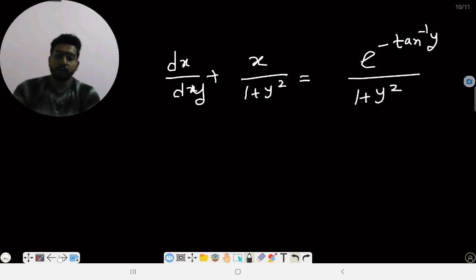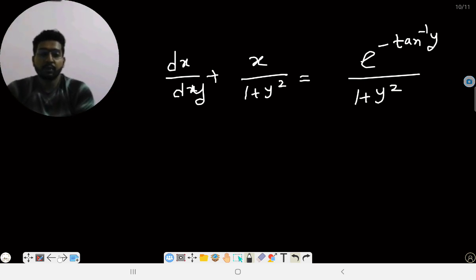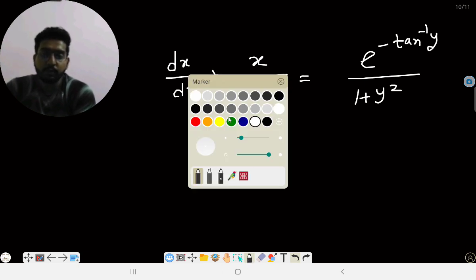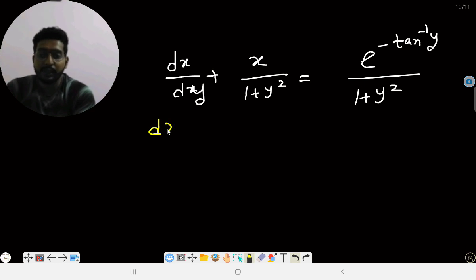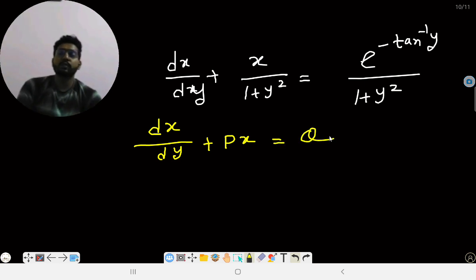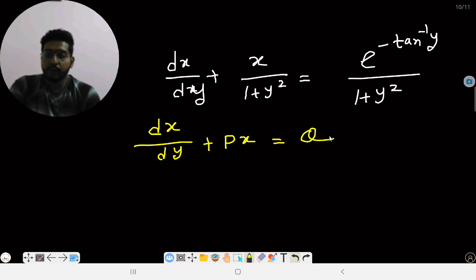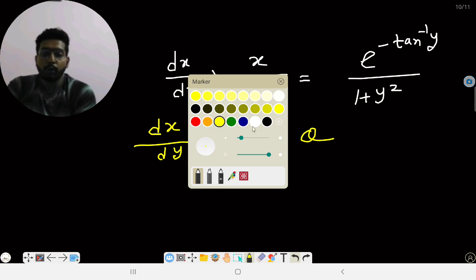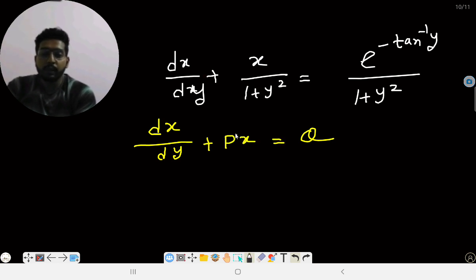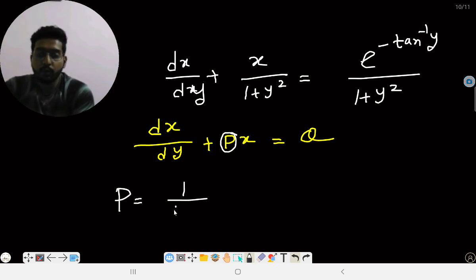Look at the expression properly. What type of expression is this one? This one is similar to this expression, a linear differential equation in x. Look, dx dy plus px equals q. Now this expression is similar to this, so from here we can guess what the p is. If I compare it properly, my p will be 1 by 1 plus y square. So this is the p.